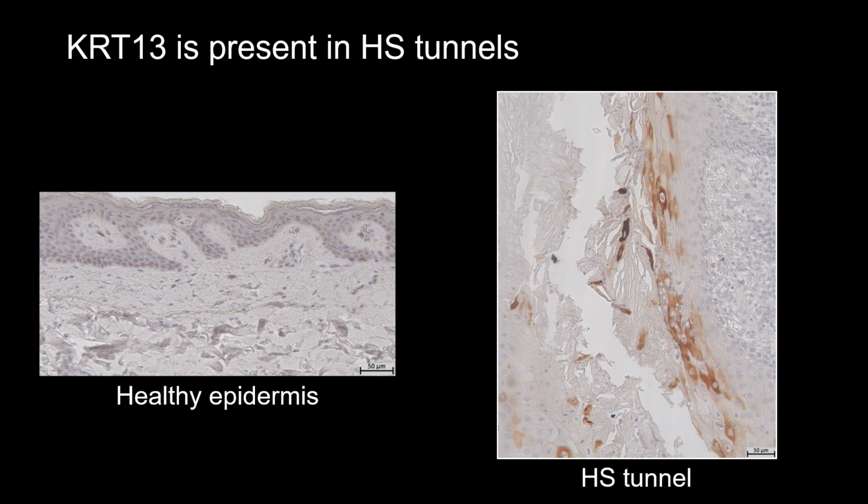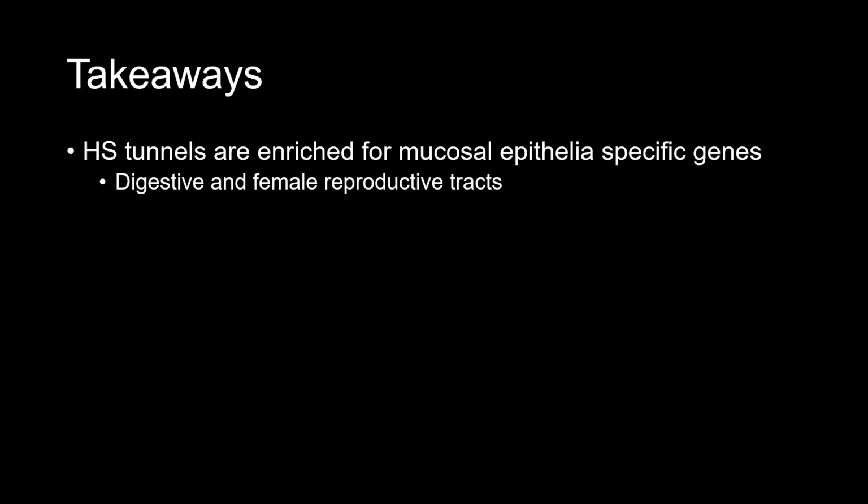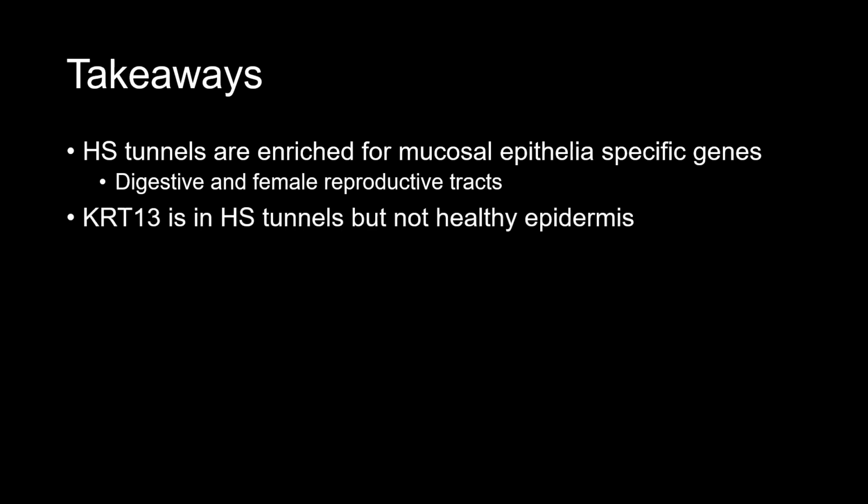I still need to optimize the staining protocol, and eventually we want to do a bigger cohort of these HS samples so that we can know if this keratin 13 is in all tunnels or if it's in a specific subset of them. So the key takeaways are that these HS tunnels have a mucosal signature, and it seems to be more similar to a digestive or the female reproductive tract than maybe to the epidermis. Additionally, keratin 13 is in the HS tunnels, but it's not in the healthy epidermis. So this is a unique, maybe biomarker of the tunnels of HS.